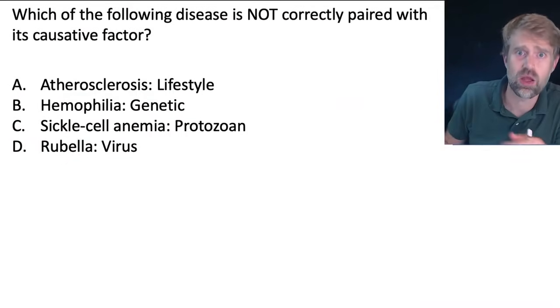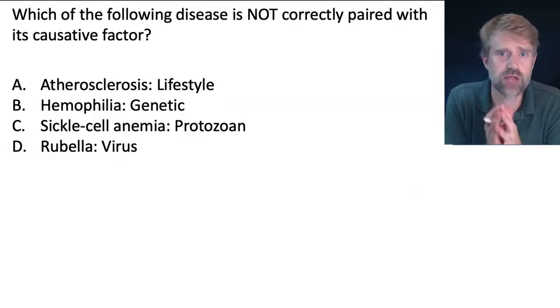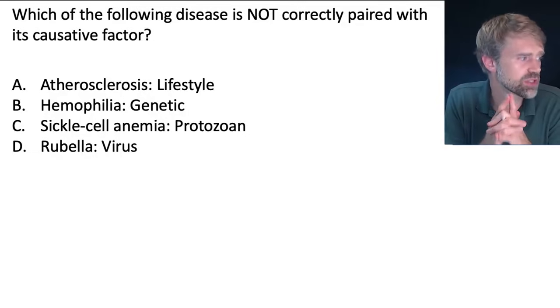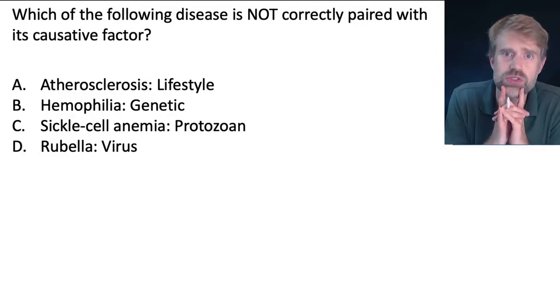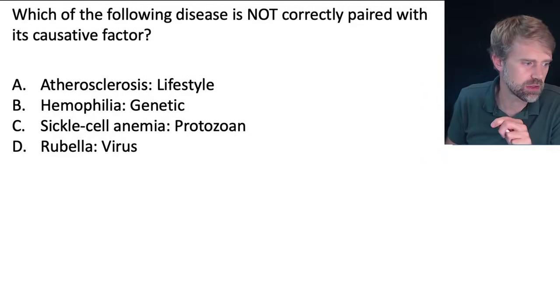You'll see what I'm getting at here. Which of the following diseases is not correctly paired with its causative factor? We have atherosclerosis, lifestyle; hemophilia, genetic; sickle cell anemia, protozoan; or rubella, virus. Which of these is not correctly paired up with what causes it?